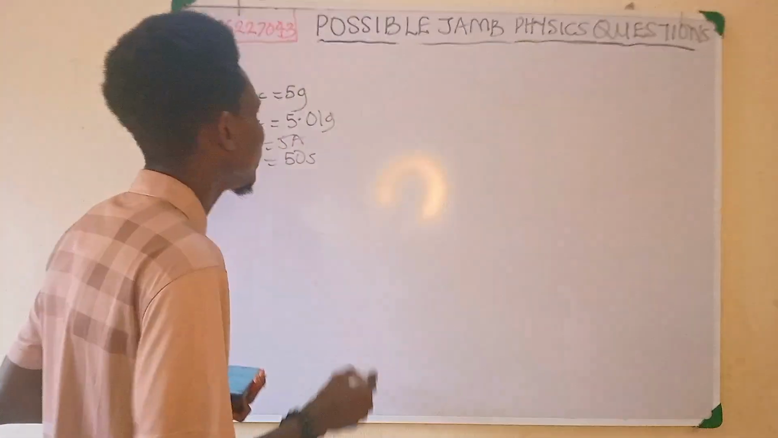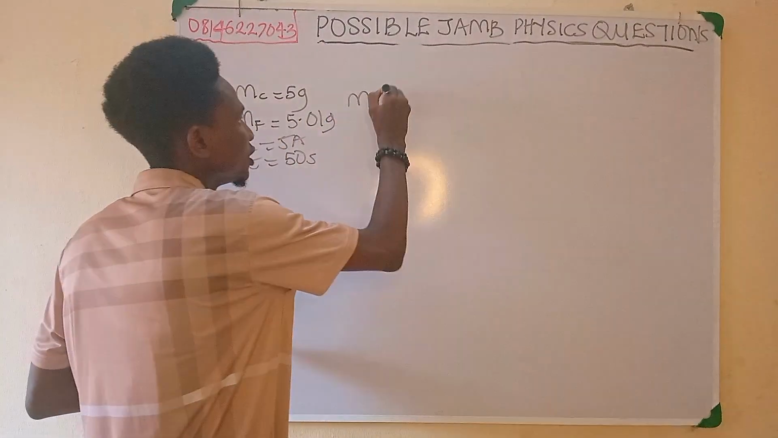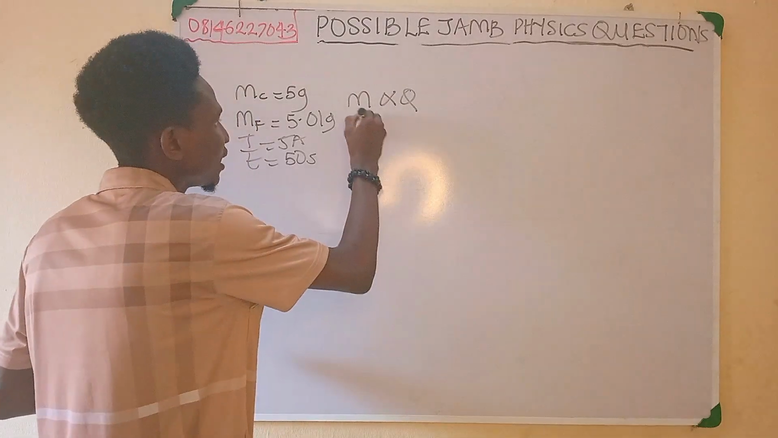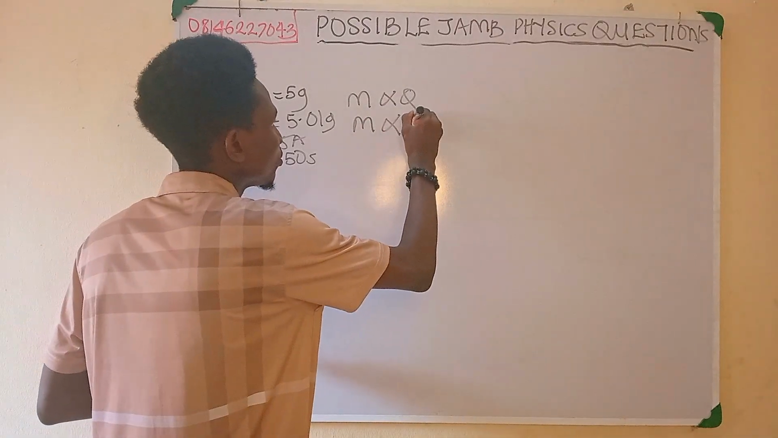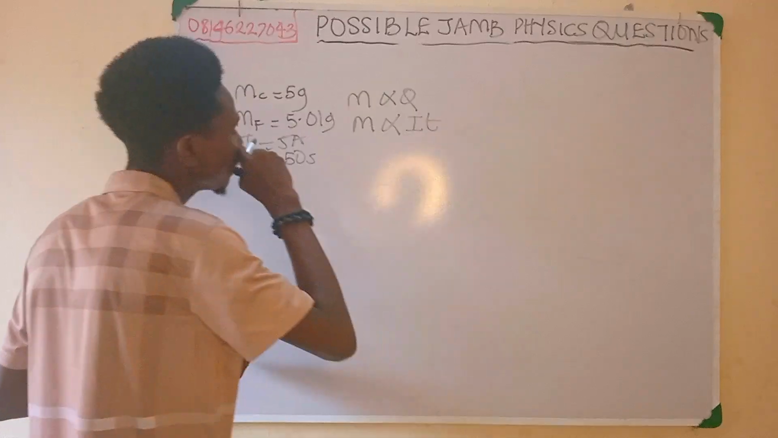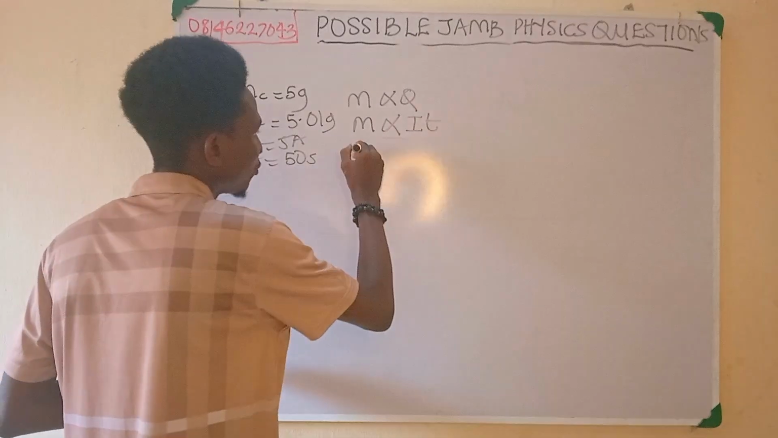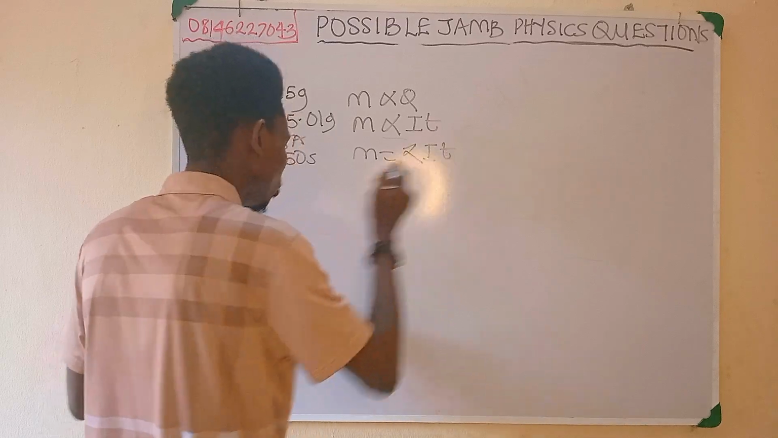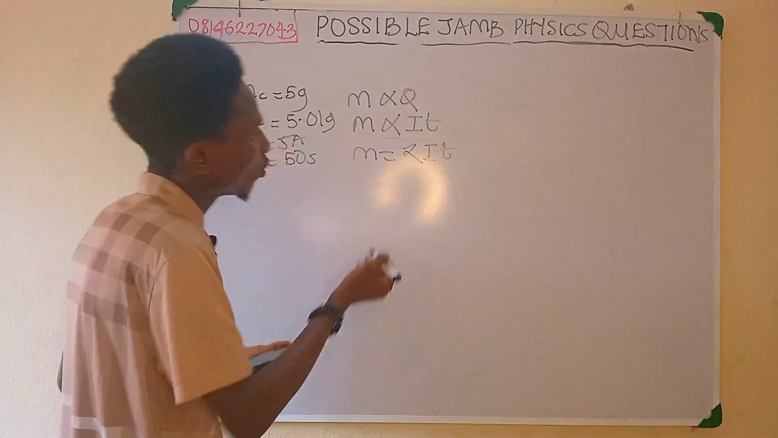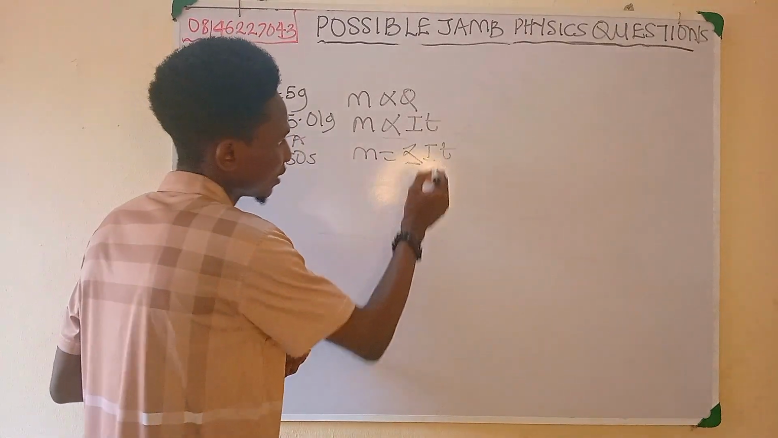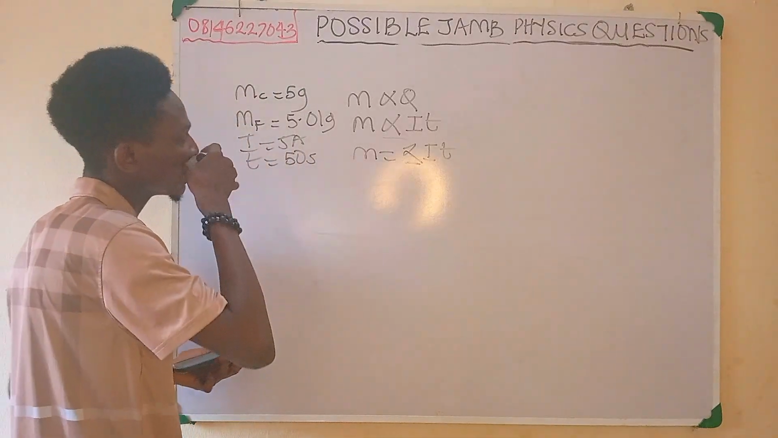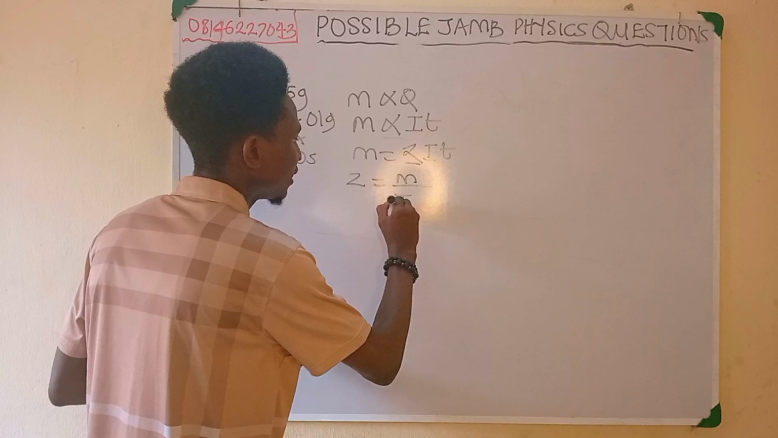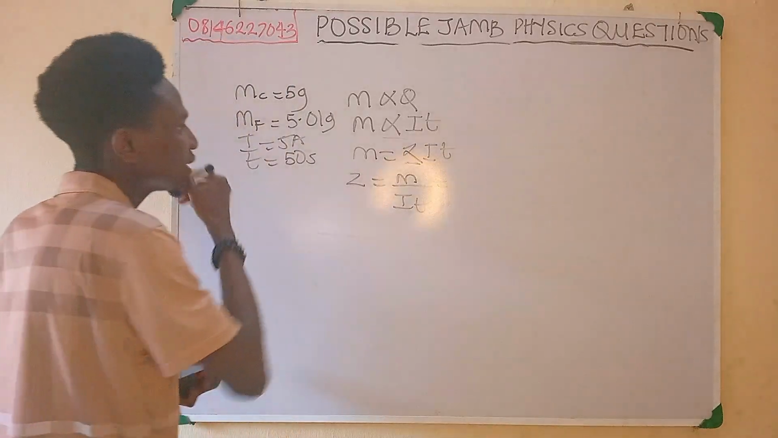Remember from our first law of electrolysis, we have M is directly proportional to charge, and charge is IT. So M is directly proportional to IT. If we want to remove the proportionality sign, we bring our constant, and our constant here is known as the electrochemical equivalent, which is Z. So we're looking for Z in this question. Make Z the subject of the formula. We're going to get M divided by IT.